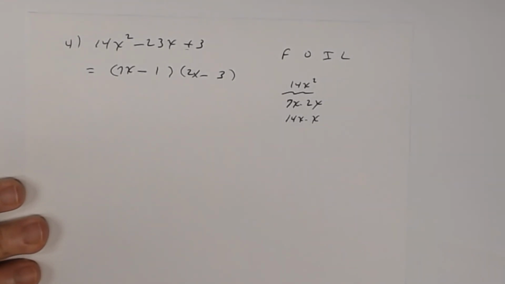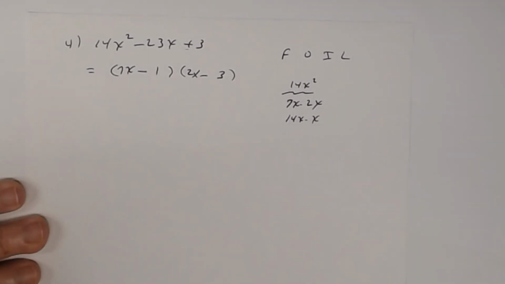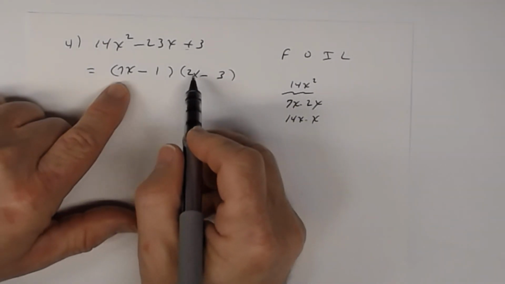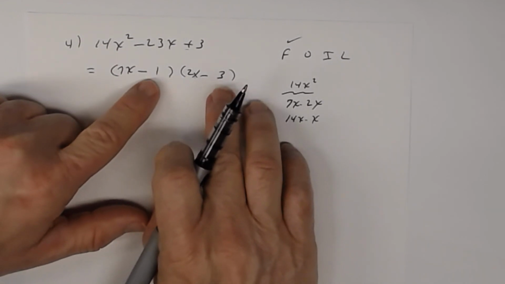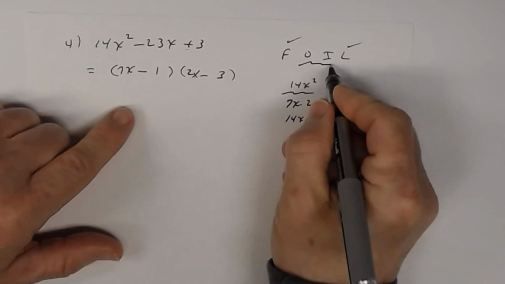The more you do, though, the better you become at it. You can visually see which one works a lot quicker. So, reverse FOIL. 7x times 2x, 14x squared. So F is good. The last, a negative 1 times a negative 3 is a positive 3. L is good. Now let's do the outer and the inner.